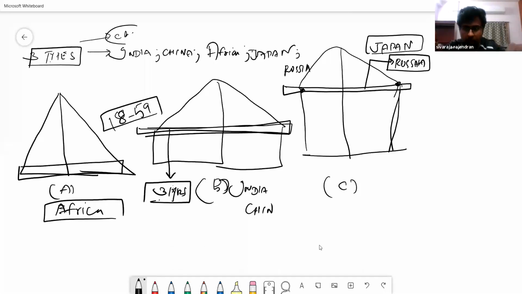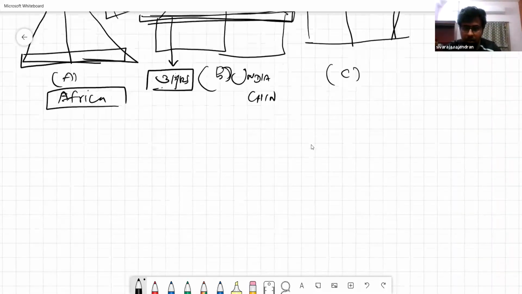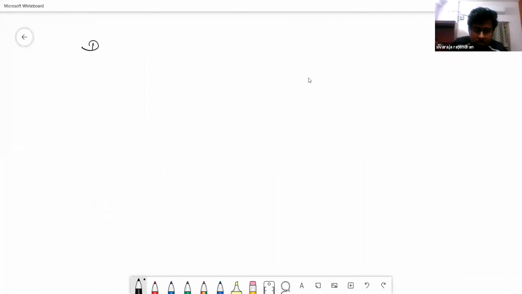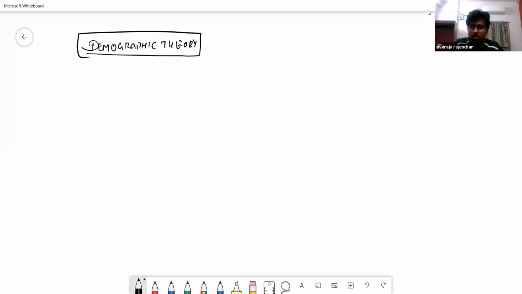But how did we come here? You can ask me how Russia came to that place, how you say India is in this place, how Africa is in this place. That is something called demographic theory, based on birth rates and death rates.